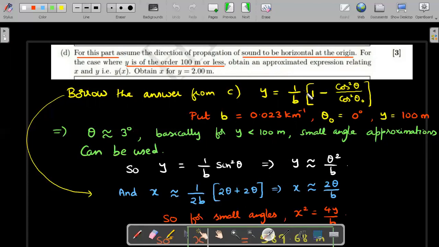Okay, so I'll get this one here, and remember, 1 minus cos square theta, I wrote it as sin square theta. This is the expression. Now I'll use the small angle approximation. Sin theta is theta for small angles. So y is approximately theta square by b for these kinds of heights.